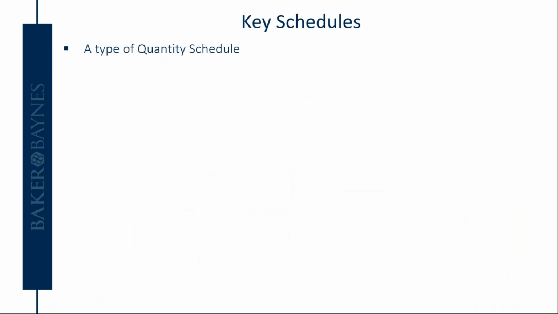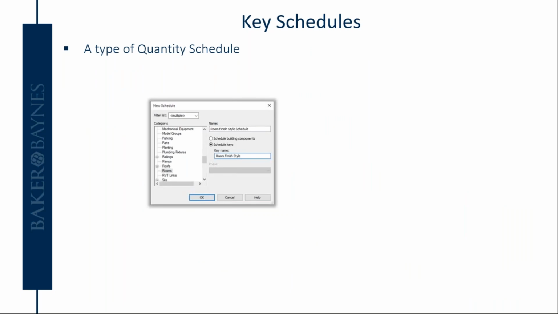Okay. So key schedules is the other type of quantity schedule that you can use. When you create a new schedule, by default, scheduling by building components is selected. But once you select schedule keys, then the fields on the right become active. Key schedules is basically a list of elements that have information that's not automatically assigned to elements in Revit. And where you would use it is if you want to automate the addition of consistent information.